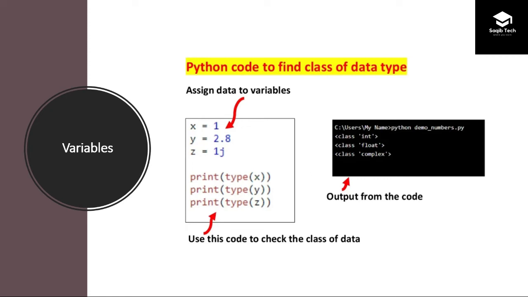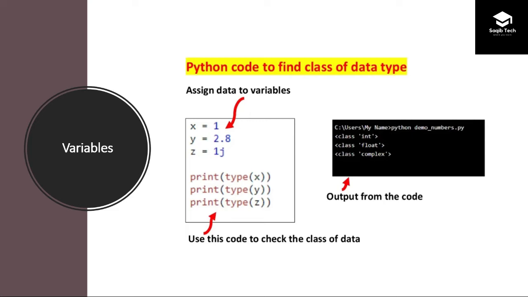Let's look at the code. This is code to check the data type of a number, or you can find the class of the data type. For example, there are three variables declared: x is equal to 1, y is equal to 2.8, and z is equal to 1j. That means there are three different data types. Can you tell me what is the data type of x? You can guess that it's an integer because it's without decimal points. And y is equal to 2.8, that's clear. It has some floating points, so this is a float variable. And z is equal to 1j, this is a complex number because it includes i or j.